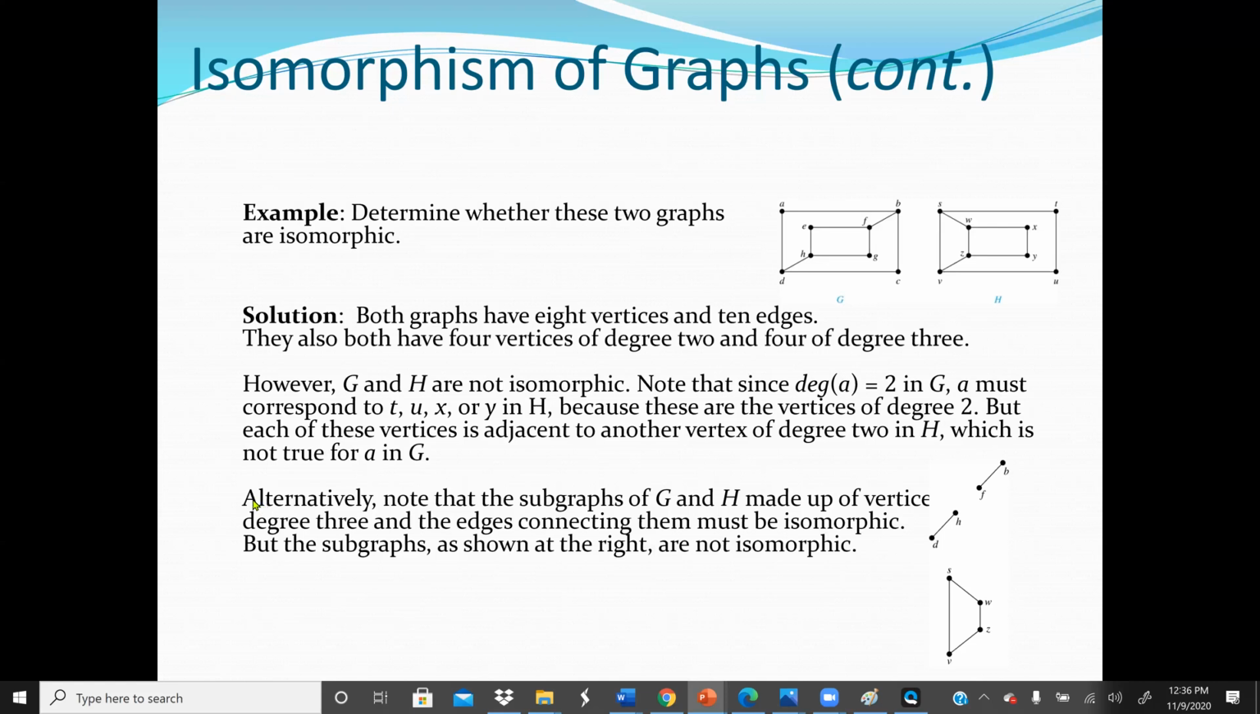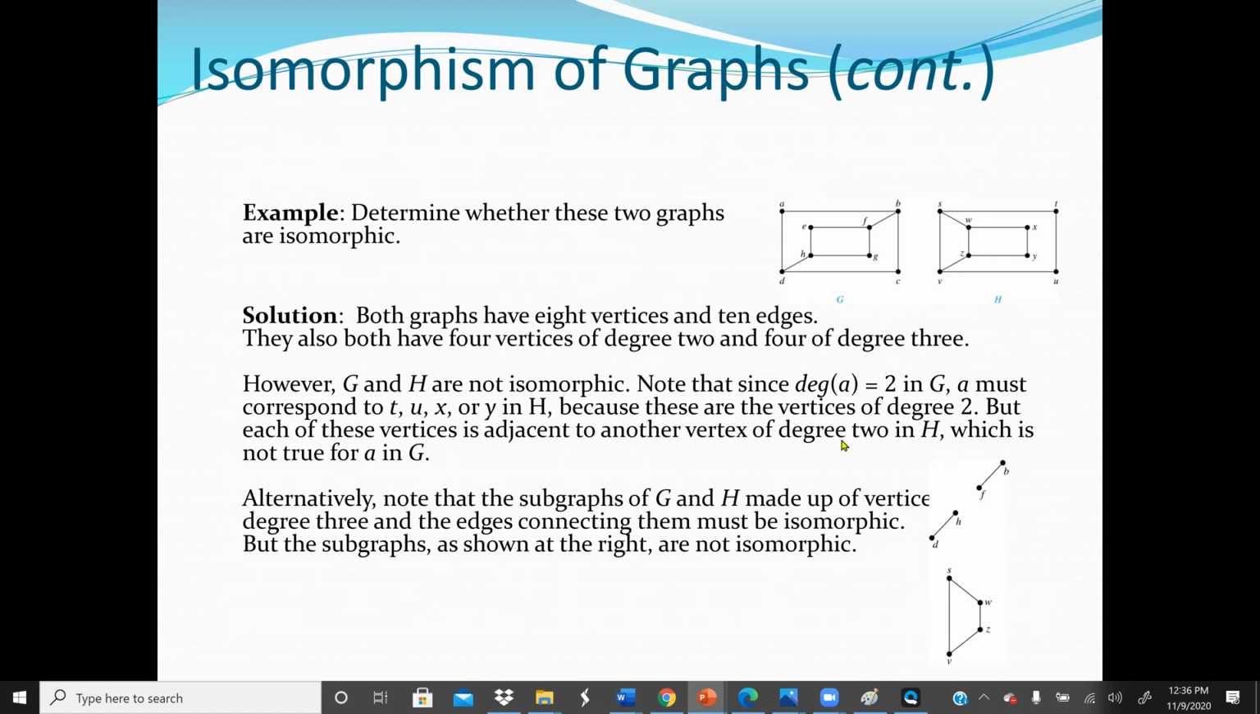Here we also say that alternatively, note that the subgraphs of G and H made up of vertices of degree 3 and the edges connecting to them must be isomorphic, but the subgraphs as shown on the right are not. We can see these two, they are not also. Also the main reason is the degree of the adjacent vertices.